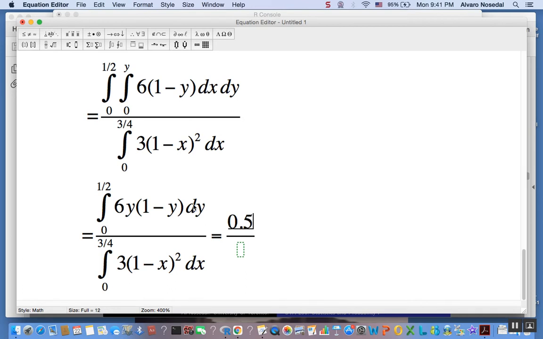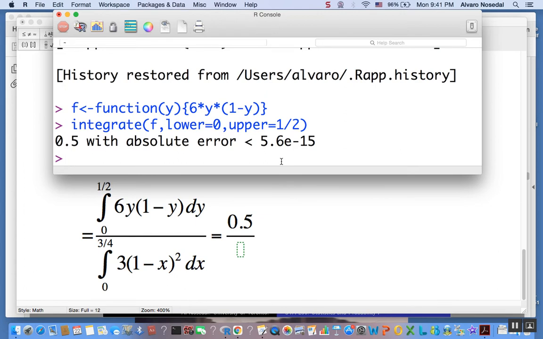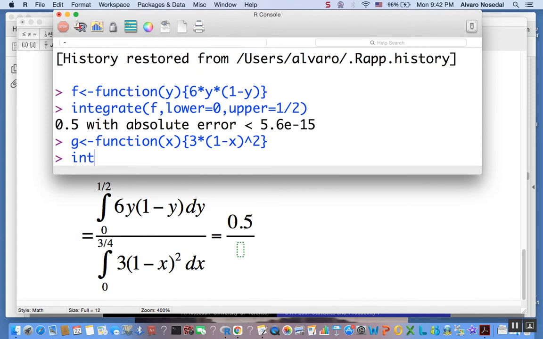And again, it's easy to do that integral using calc, right? It is not that bad, but you know, we have access to R. We might as well do this quickly using R. So function. Now this one is going to be a function of x, and it's defined as 3 times 1 minus x squared. Okay? So now what we want to do is integrate that function g. The lower limit is 0. The upper limit is 3/4. Okay?